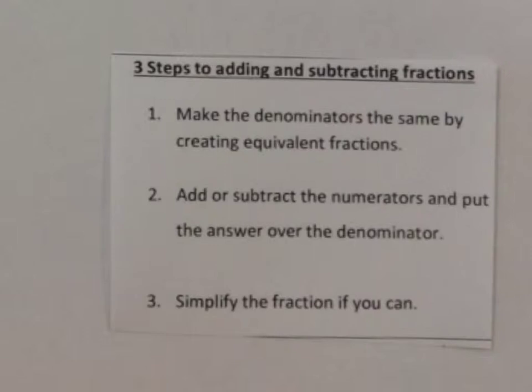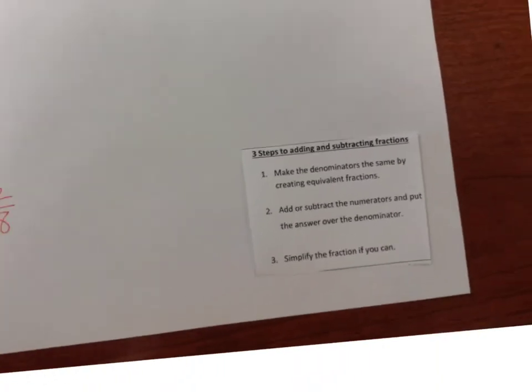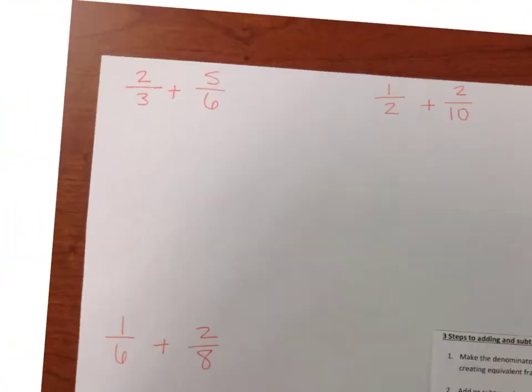In number 2, we're going to add and subtract the numerators and put the answer over the denominator. And then we're going to simplify the fraction if you can. Remember, you can never, ever add or subtract the denominators. Okay, so we can get our first problem over here.